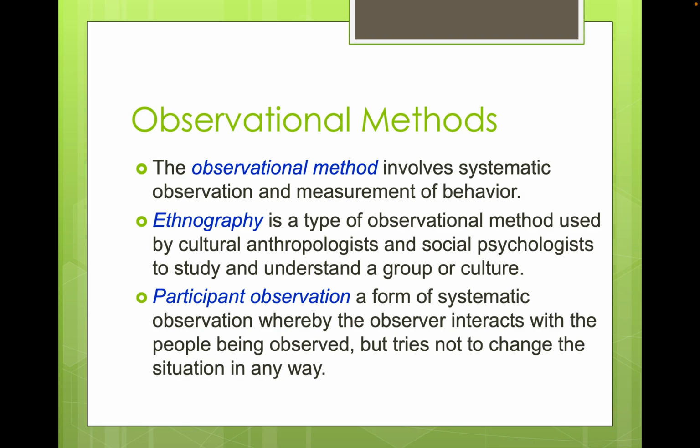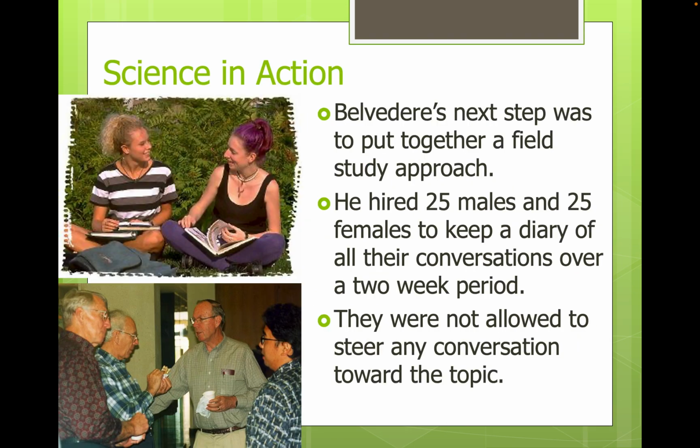The observational method involves systematic observation and measurement of behavior. Ethnography is a type of observational method used by cultural anthropologists and social psychologists to study and understand a group or culture. Participant observation is a form of systematic observation whereby the observer interacts with the people being observed, but tries not to change the situation in any way. So we have 3 different types: observational method, ethnography, and participant observation.